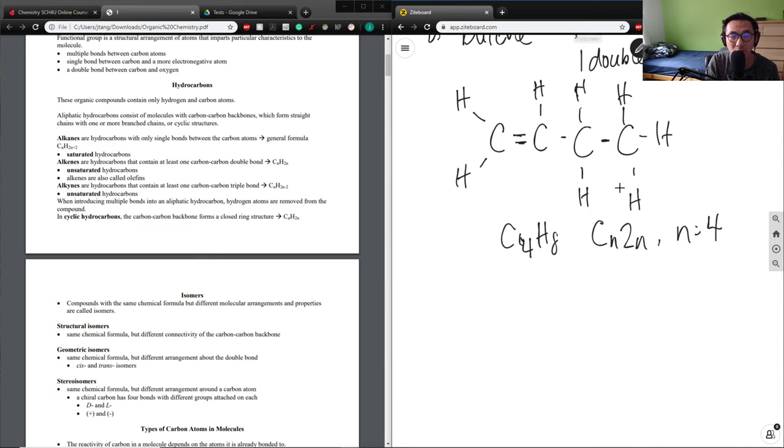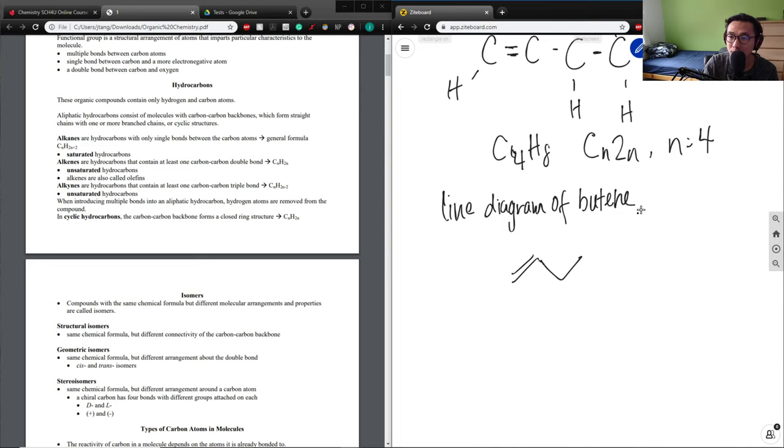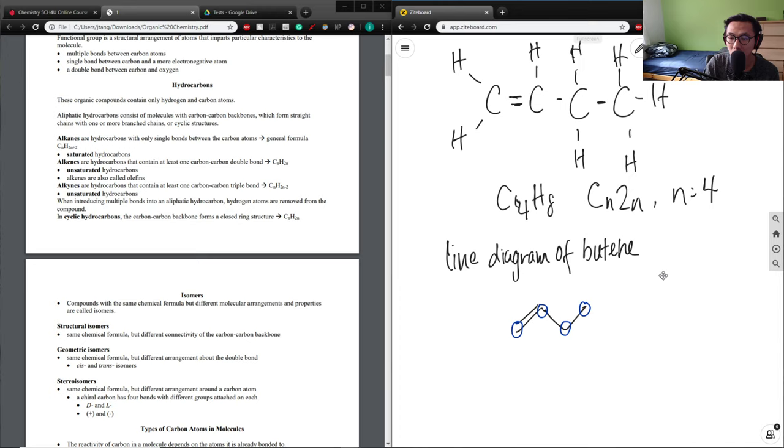So the line diagram for butene would be 1, 2, 3. And then I would have a double bond here. So just to recall line diagrams really quickly, I have 1, 2, 3, and 4 carbons. My first carbon is double bonded to this, and these two lines here represent a double bond. And so again, it represents my double bond to the second carbon here. I have a third carbon here and a fourth carbon here.